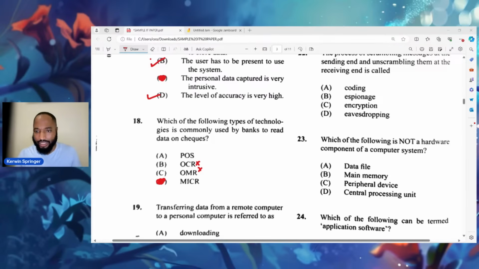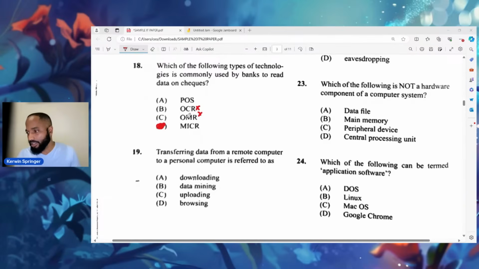So magnetic ink. Yeah. All right. So D. These are different. This one is just characters, identifying words and letters, and this one will just be math, like multiple choice. CXC uses OMR for the multiple choice.